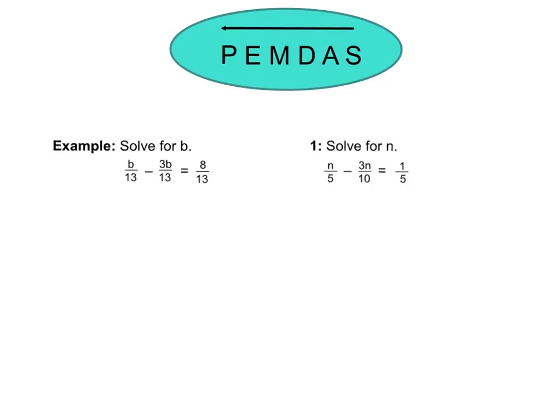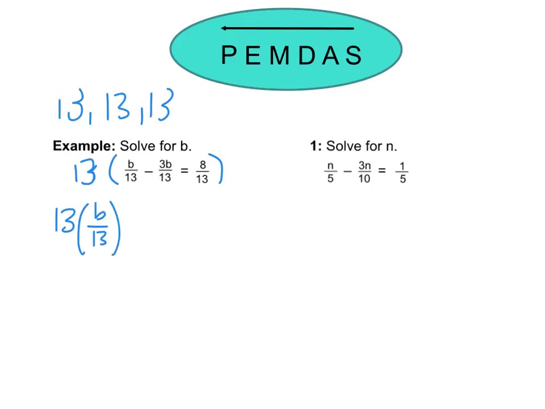If we look at this first one, we have the numbers 13, 13, and 13. And we have to think, what number do they all multiply into? Well, in this case, it's really easy. It's 13. And so I'm going to multiply everything in here by 13. In doing so, that's distributive property. I'm really taking 13 times b over 13 minus 13 times 3b over 13 equals 13 times 8 over 13.